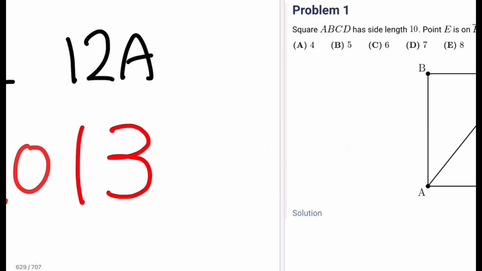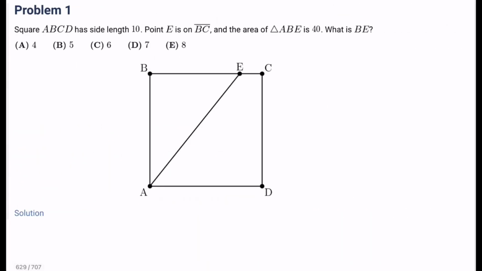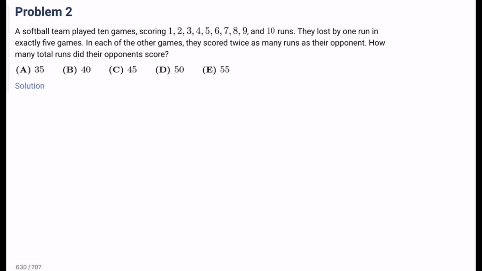Let's get started. First problem: square ABCD has side length 10, point E is on BC, and the area of ABE is 40. What is BE? Okay, so we know that this is 10, and the area is 40, therefore BE must be 8. That's the answer, it's E.